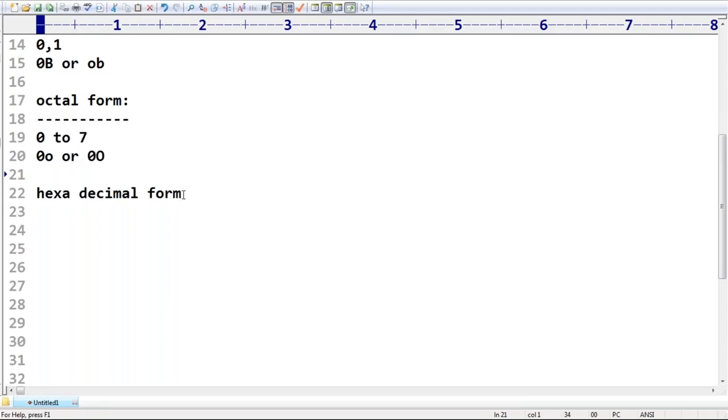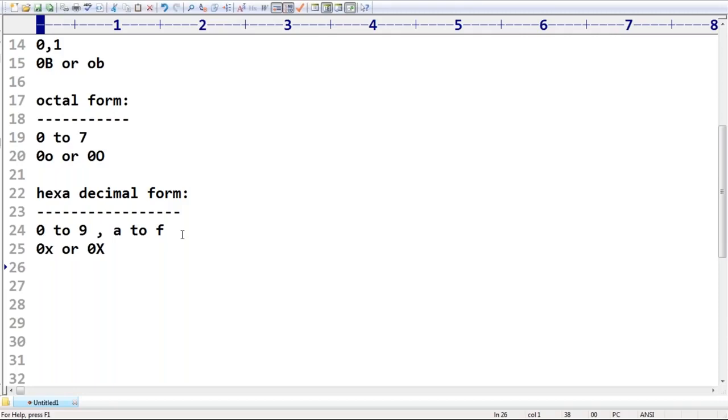Hexadecimal form: allowed digits are 0 to 9 and A to F. For A to F, you can use either lowercase or uppercase, no problem at all. It should compulsorily be prefixed with 0x or 0X. That is about hexadecimal.